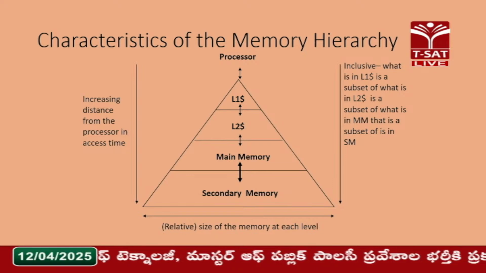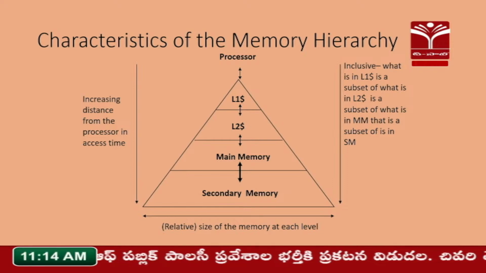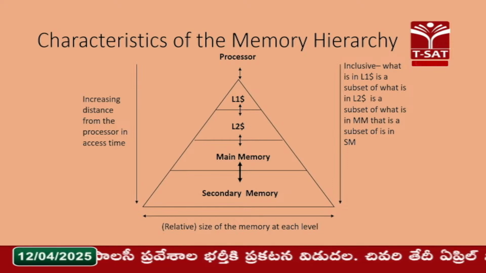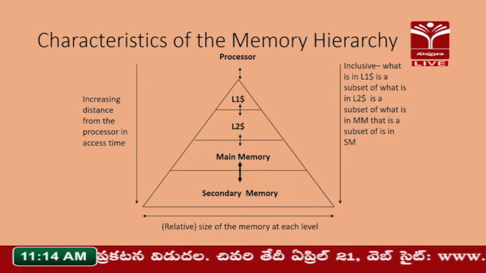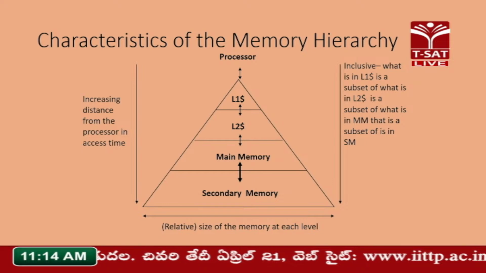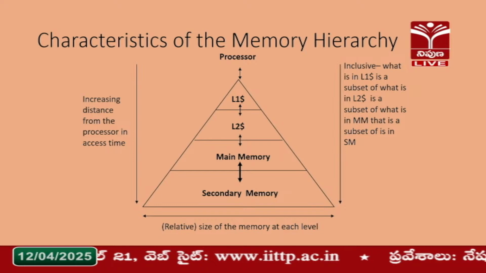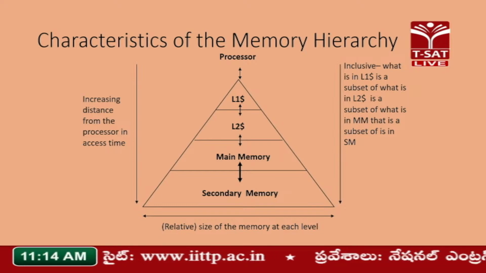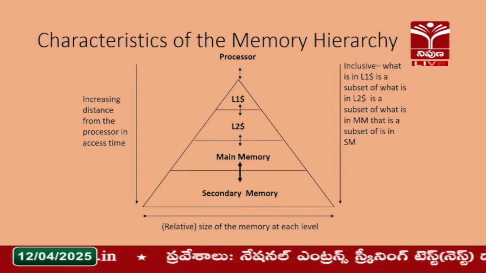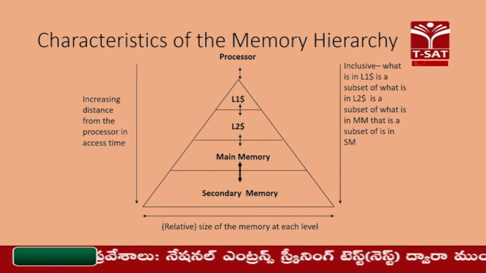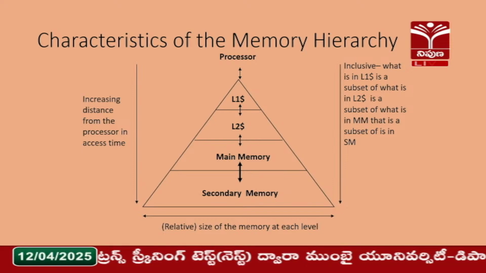So in this case, I'm showing an inclusive. An inclusive cache is basically anything that is there in the L1 cache is a subset of what is there in the L2 cache, and it's a subset of what is there in the main memory and a subset of what is there in the secondary memory. That means you have the data in these memory hierarchies organized in such a way that the data is available, which means if L1 has the data, it's already there in the L2 and main memory and secondary memory.